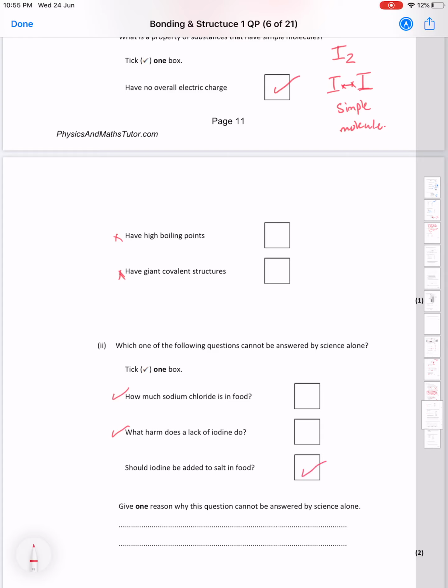This question cannot be answered by science alone because there are many parameters involved in deciding whether iodine should be added to salt or not. Is it ethical to do that? Is it economical? So many other aspects are involved in it.